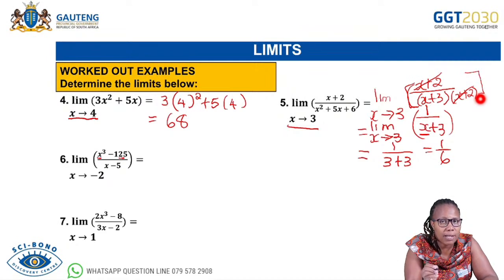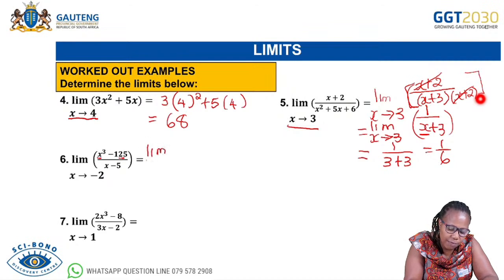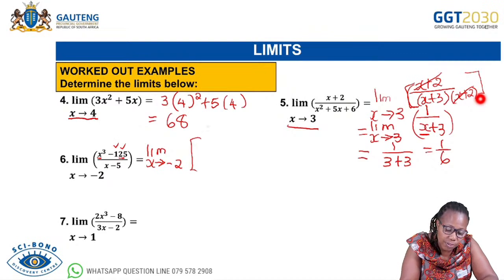Let's start by factorization. As long as I am simplifying, I continue writing my limit of x approaching -2. All right, and then we factorize this difference of 2 cubes. Remember, your factorization will say the cube root of x cubed is x, and the sign in between is minus. The cube root of 125, remember, is 5 to the power 3, so it will be 5 here.